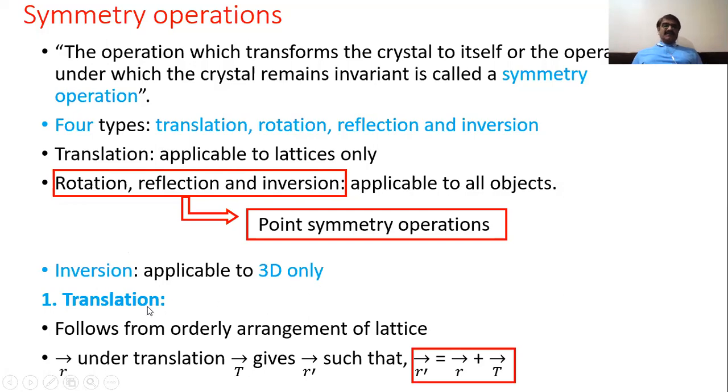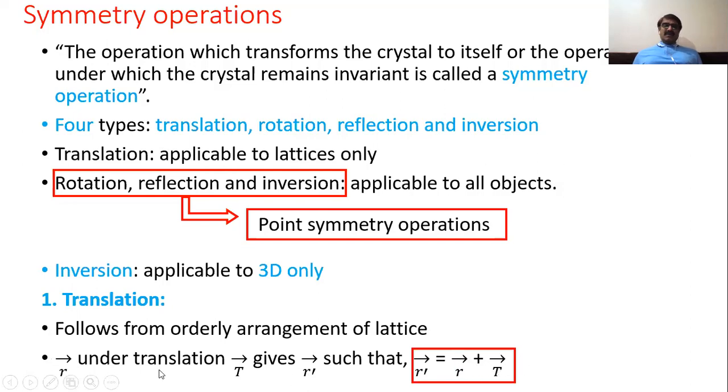Now, what is a translation? The translation symmetry follows from the arrangement of the lattice. What is a lattice? A lattice is a regular periodic arrangement of imaginary points. Since it is an orderly arrangement, it repeats itself after a certain distance in all directions. So we can find a position r' defined by the vector r' from a position r simply by a translation operation, such that the position vector r' is equal to r plus the translation T.